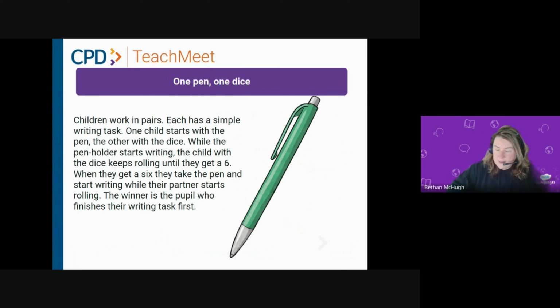One person starts writing and doing their work. The other person starts rolling the dice, and they just roll and roll until they get a 6. Once they get a 6, they take the pen and start writing, and then the other partner swaps and starts rolling. The winner is the person who finishes their task first. This one is a real fun one.